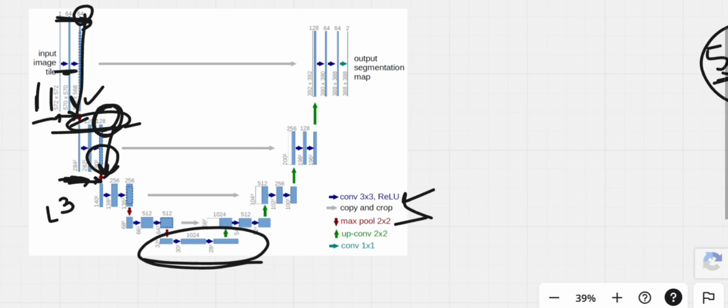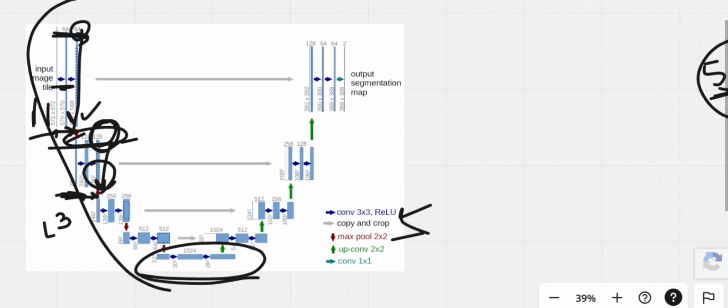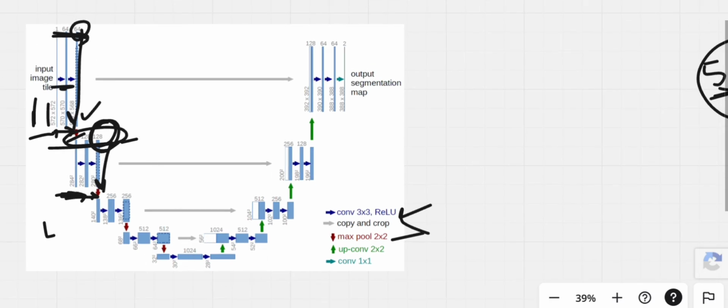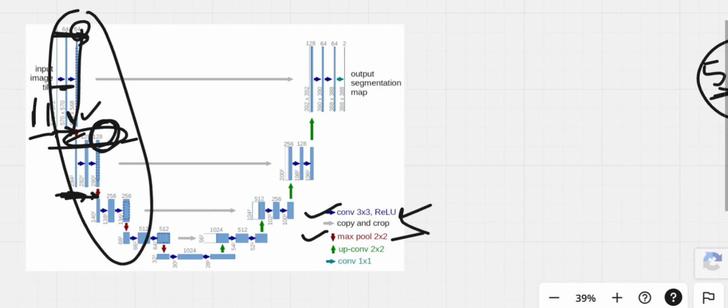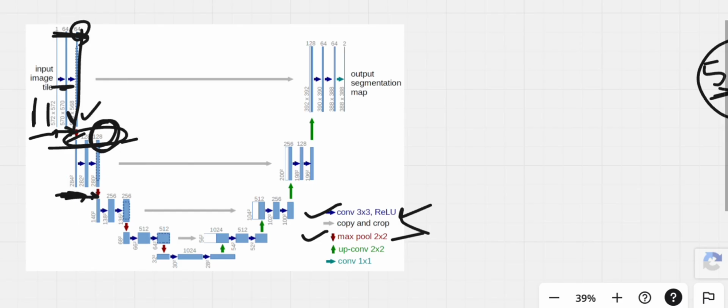This is where the encoder transforms to the decoder. As we have seen, this part is the encoder, right? This is where the downsampling happens, that is the max pooling, where the height and width keep on reducing by 2, that is, spatial dimensions decrease. And this is where in the decoder part upsampling happens.